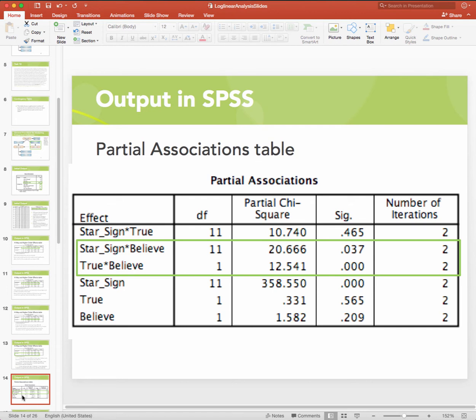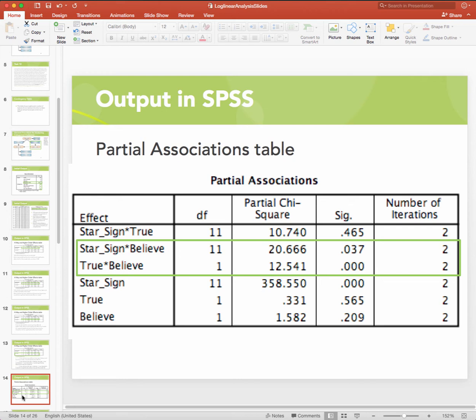So with our partial associations table, we simply break down the table that we've just looked at into its component parts. We know from the previous output that removing all of the two-way interactions significantly affects the model, and we don't know which of those two-way interactions is actually having the effect. Well, this table tells us. We get a chi-square test for each of the two-way interactions and the main effects, and the column label sig tells us which of these effects is significant. A value less than 0.05 is significant.